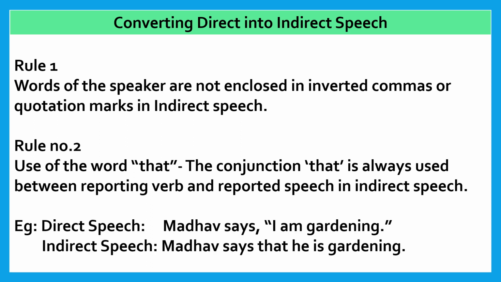Now look at the sentence displayed. Direct speech. Madhav says, I am gardening. In the indirect speech, the sentence is Madhav says that he is gardening. Look at the difference in both the sentences. In the direct speech, there is a comma and there are inverted commas. In the indirect speech, the comma is replaced by the word that and the inverted commas are removed.